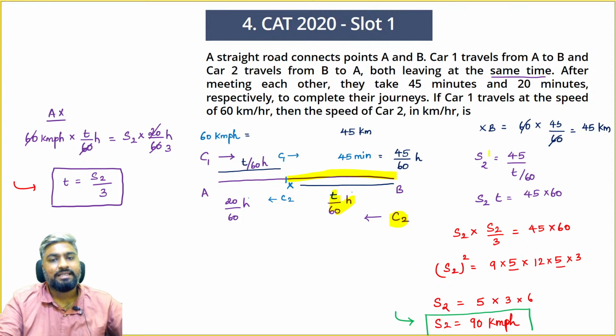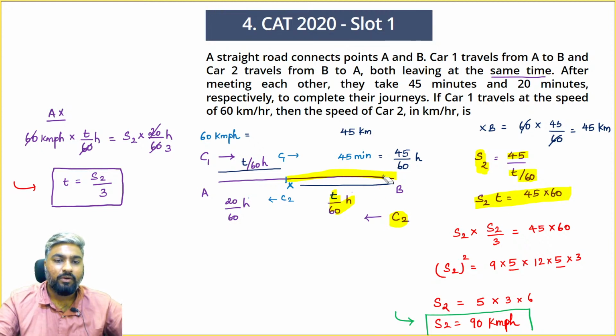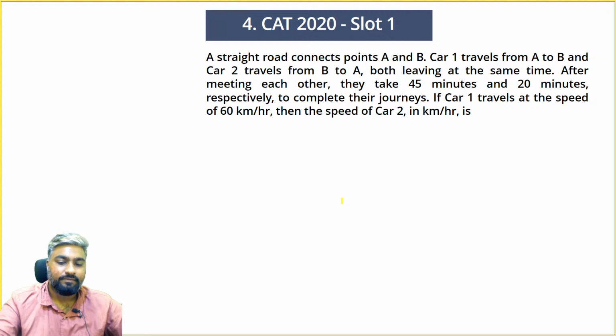So can I say the speed of the second car is going to be 45 by T by 60? Speed is distance by time. So what do we get? S2 into T is 45 into 60. Keep it there. Now we are going to move on to AX. We've seen BX. Let's move on to AX.